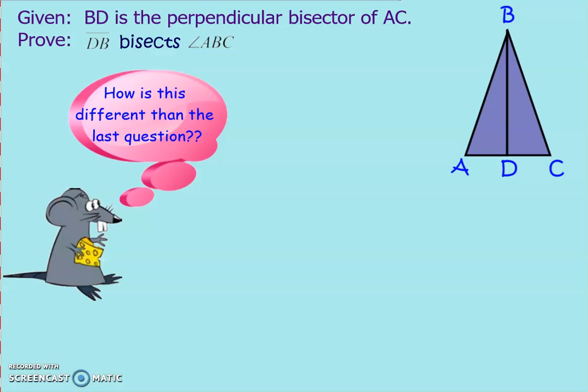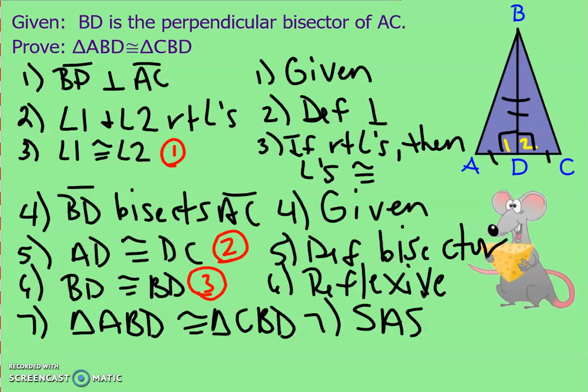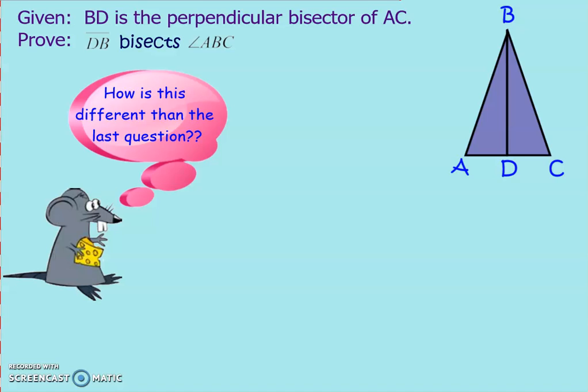So if I look at this next question that's in your notes, how is this question different than the one that we just answered? In the last question, we proved the triangles are congruent. If we look at this, the proof statement is different. The given statement is the same. So we're supposed to prove that segment DB bisects angle ABC. What we're going to do with these proofs is add on to where we left off.